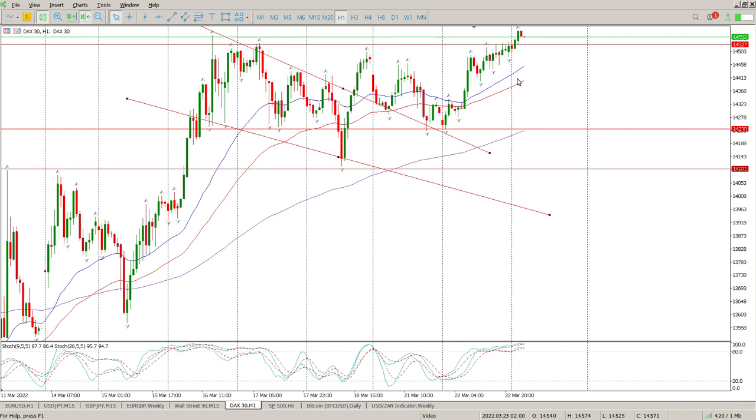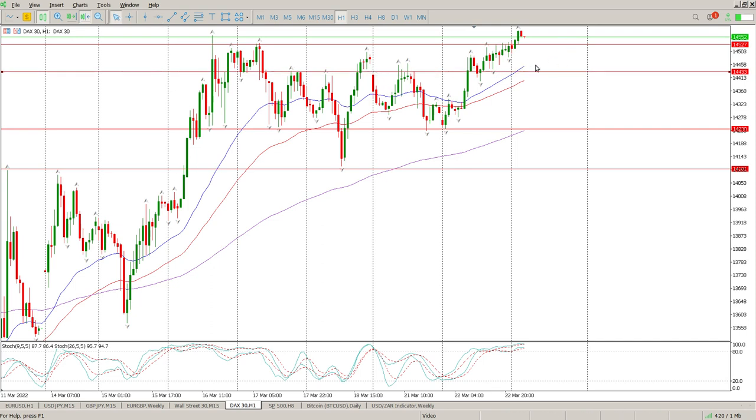You need to see the pullback. Now you can pick any one of these tails for a pullback, and I think let's just get rid of some of the noise and tidy it up. That would be the most logical area at the moment, is a pullback to 14,433. So I'd be a little bit reluctant jumping in long here. I'd want to see a pullback. I'm also not going to jump in short because that would be against the trend. Trend is to the upside right now, especially on the hour and the 3 hour. So yeah, wait for a pullback.